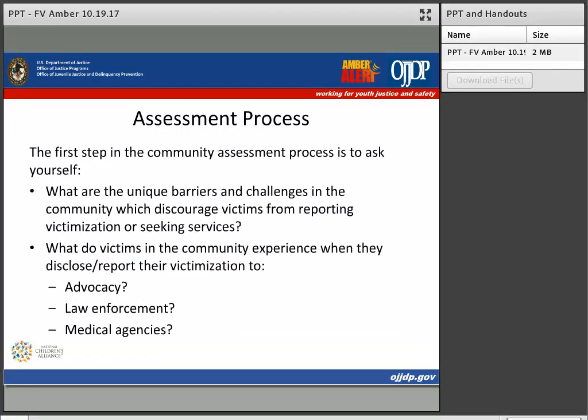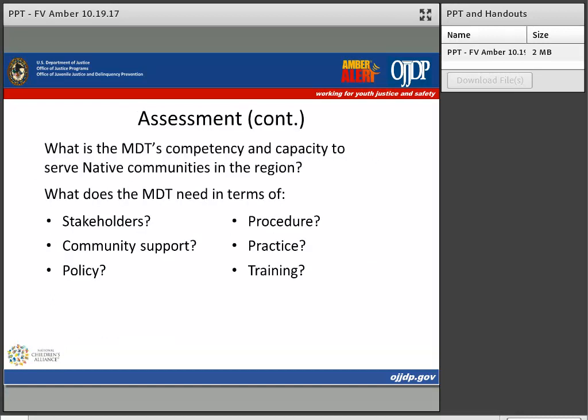You've got to ask yourself, what's unique about this situation? What's unique about this community when we come to this community? Why aren't victims coming forward? Why aren't we getting services to victims? What happens to a victim when they do report? Is there advocacy in place? How does it treat the victim? What are law enforcement attitudes? How does law enforcement perform? What are medical agencies? What are the resources that are available? We want to look at all those things ahead of time.